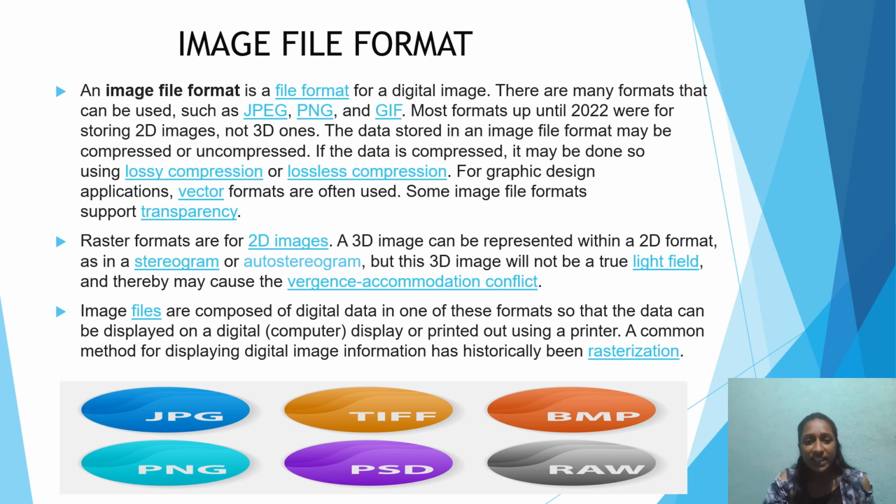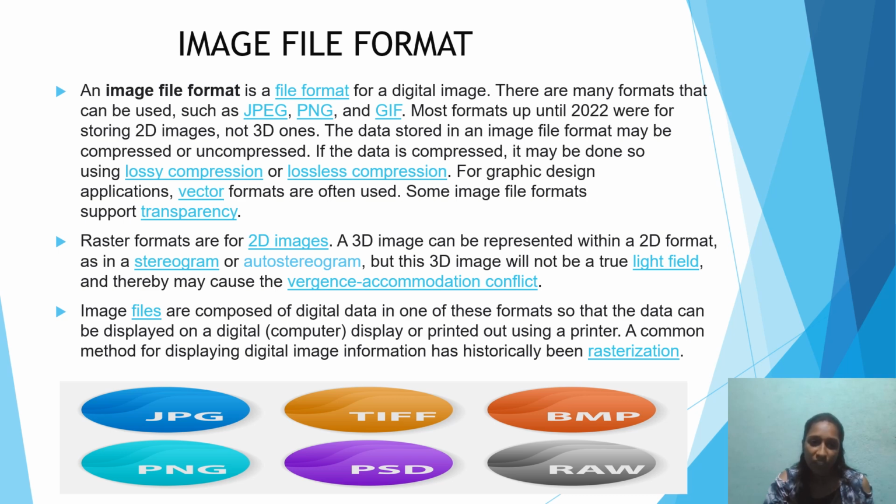Next, we will discuss the image file format. An image file format is a file format for a digital image. There are many formats that can be used, such as JPEG, PNG, and GIF. Most formats up until 2022 were for storing 2D images, not 3D ones. The data stored in an image file format may be compressed or uncompressed. If the data is compressed, it may be done so using lossy compression or lossless compression.